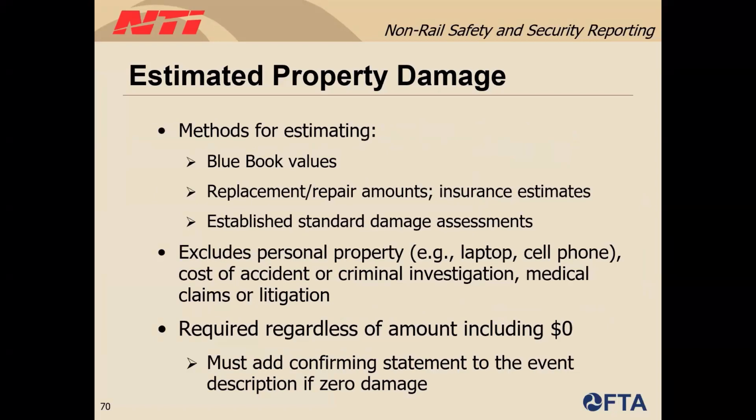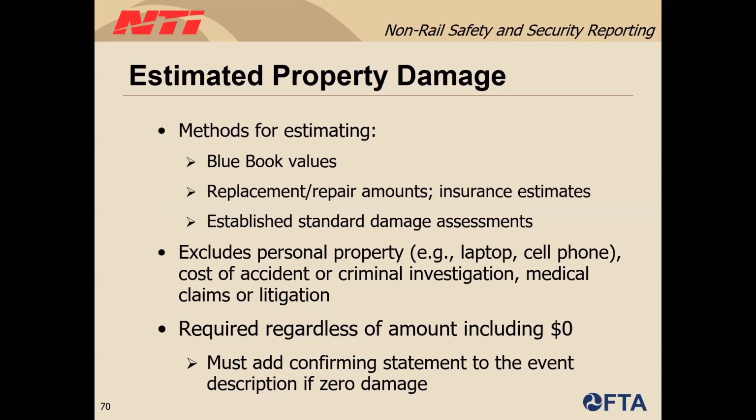NTD uses only general or ballpark estimates, and you may use a variety of methods for estimating. Some of these include the blue book values, repair amounts for insurance estimates, and established standard property damage estimates for specific event types or severity of damage. Many transit agencies create a list of standardized costs. Or these estimates may be done on a case-by-case basis.